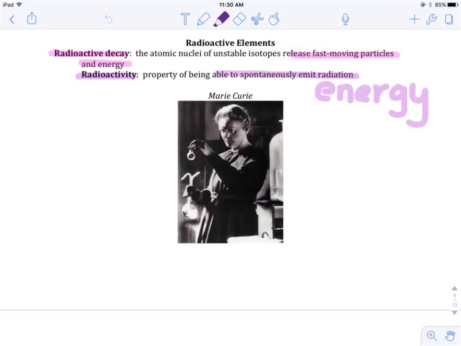Radioactive decay is referring to the atomic nuclei of unstable isotopes releasing fast-moving particles and energy. Radioactivity is the word that we use to describe the ability or the property of being able to spontaneously emit radiation. And when we think of radiation, we can think of energy.